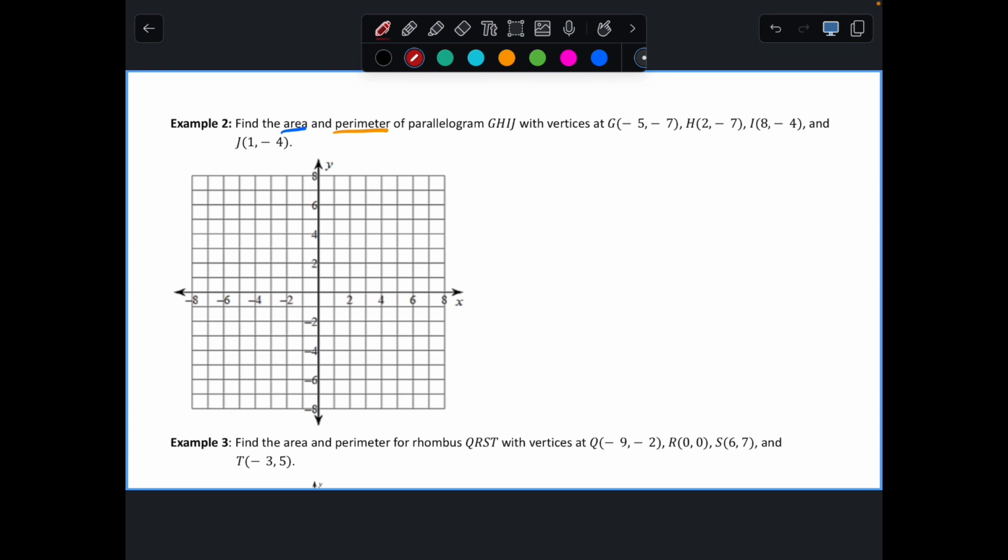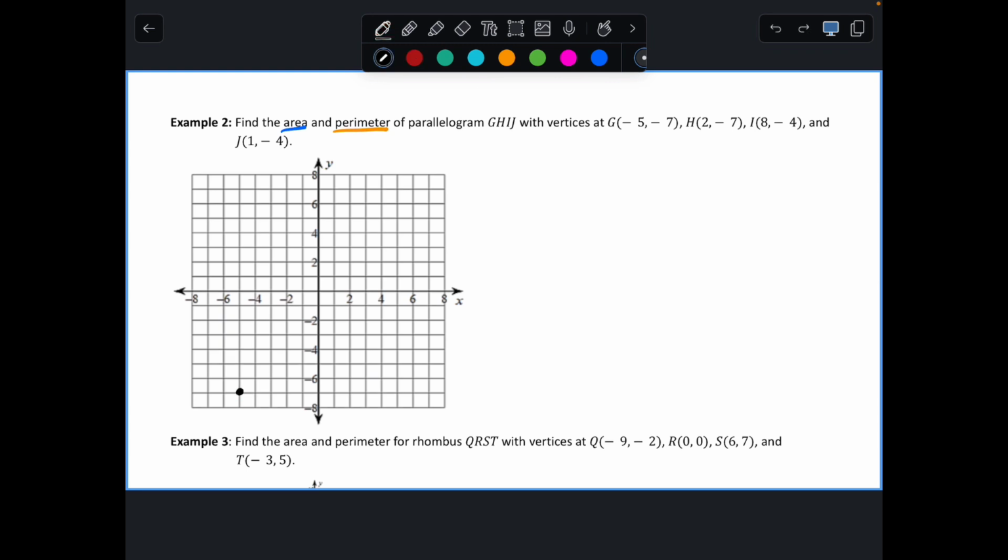So we have -5, -7. Let me use black. And that's G. 2, -7 is H. 8, -4 is I. And -1, -4 is J.